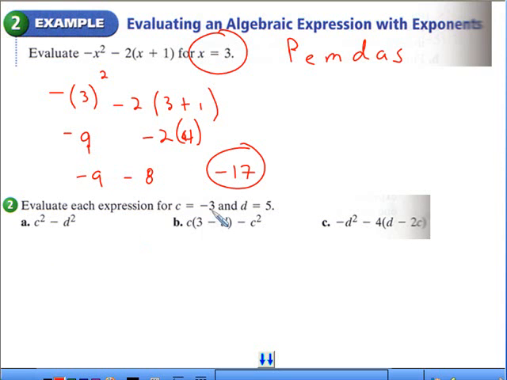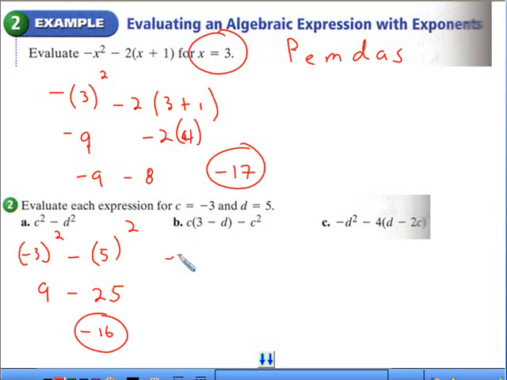Down here, C is negative 3, D is 5. So we're going to get negative 3 squared minus 5 squared. Negative 3 squared is 9, minus 5 squared is 25. So 9 minus 25, that's going to give you negative 16.